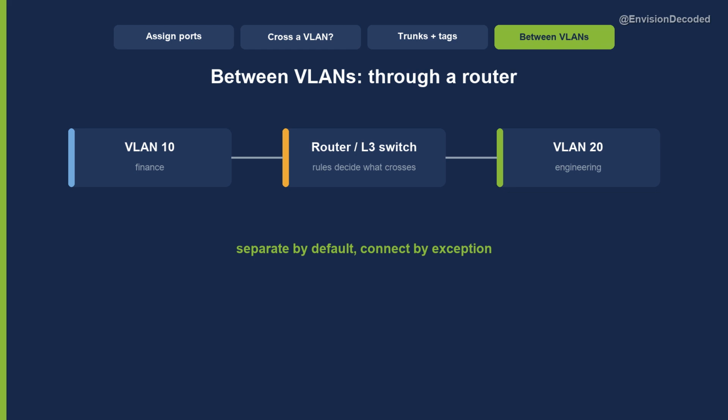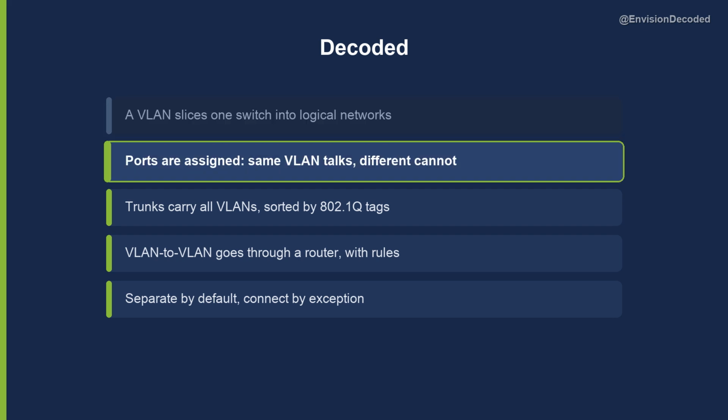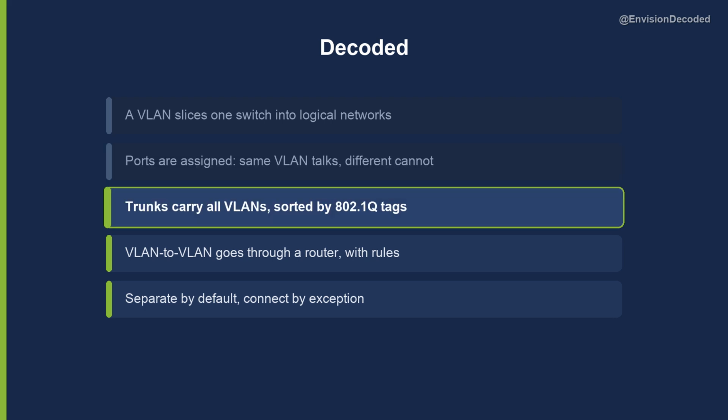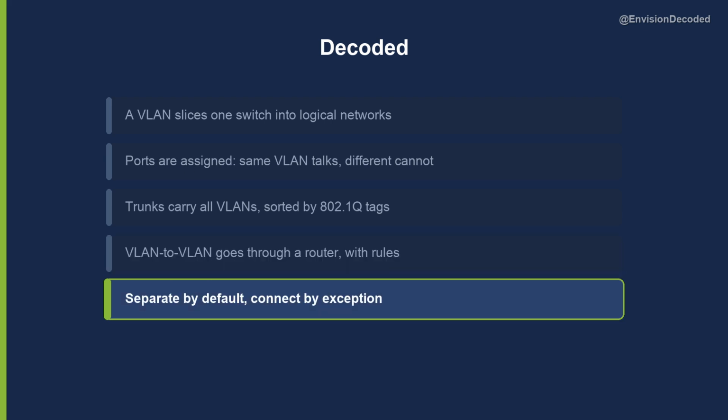So, to decode it. A VLAN slices one physical switch into several logical networks. Ports are assigned to VLANs, same VLAN talks, different VLANs cannot. Trunk links carry all VLANs between switches, using 802.1Q tags to keep frames sorted. And VLAN-to-VLAN traffic must pass through a router, which is where your rules live. Separate by default, connect by exception.